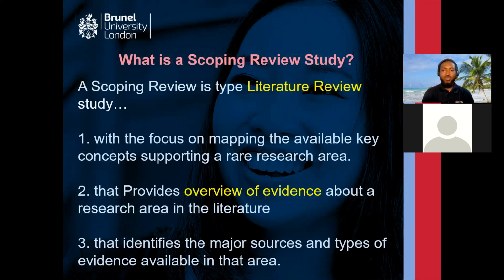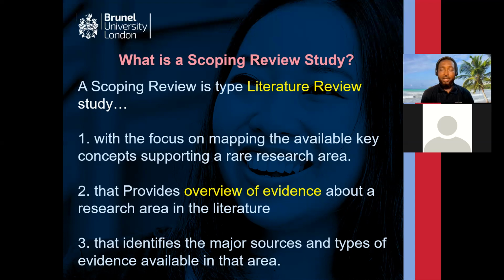So what is a scoping review study? Well, a scoping review is a type of literature study. You have other types of literature review studies like narrative review, traditional literature review, systematic review. So they are all a part of literature review studies. But in this case, scoping review is not very different from all of that, but there are still a few differences here.